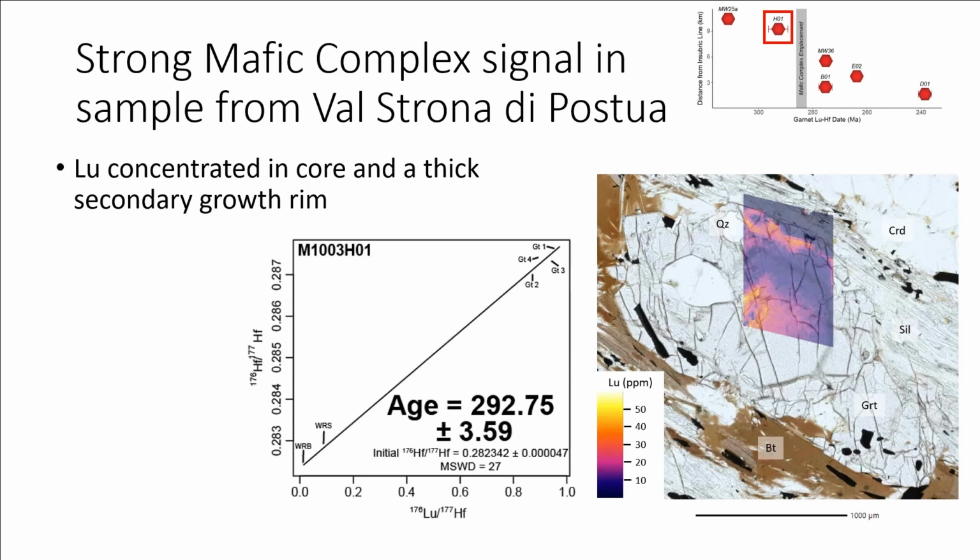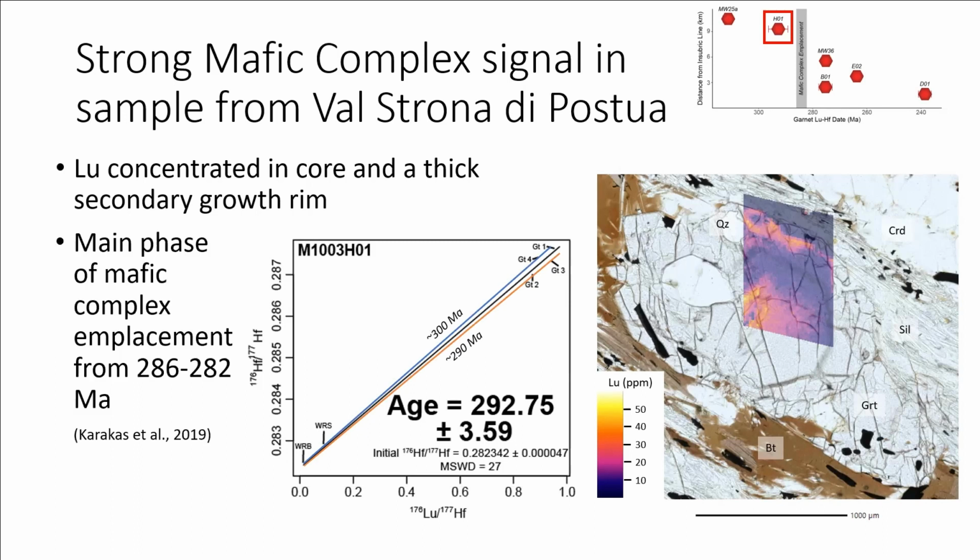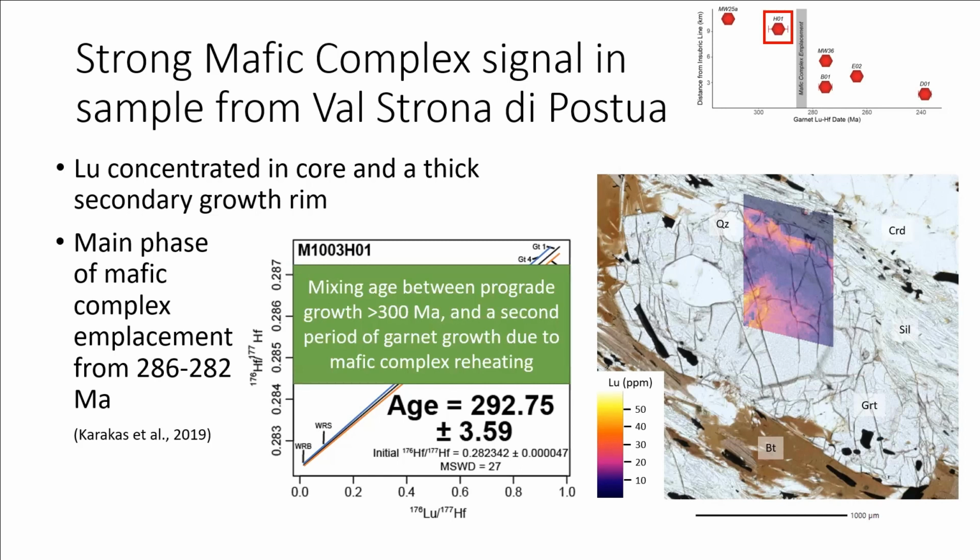And when we look at our isochron for this sample, we do see quite a bit of spread along the isochron and a high MSWD. We can bracket the spread along the isochron with an older isochron at approximately 300 MA and a younger isochron at about 290. And with this, 300 becomes the minimum age of core growth and 290 becomes the maximum age of rim growth. We know that the Mafic complex was in place between about 286 and 282 MA, and this fits pretty well with this age of rim growth that we have. And so we're interpreting this age of 293 MA to be a mixing age between prograde growth sometime prior to 300 MA, and then a second period of garnet growth due to Mafic complex reheating.